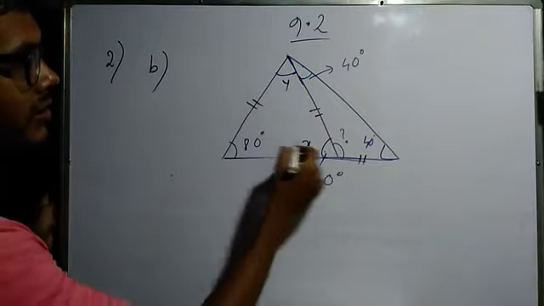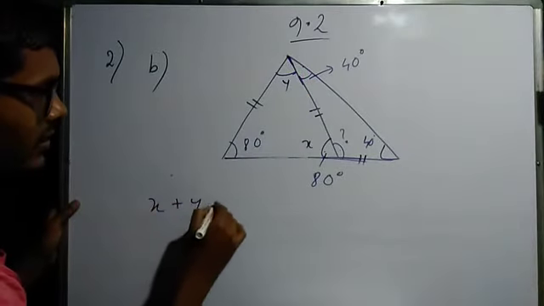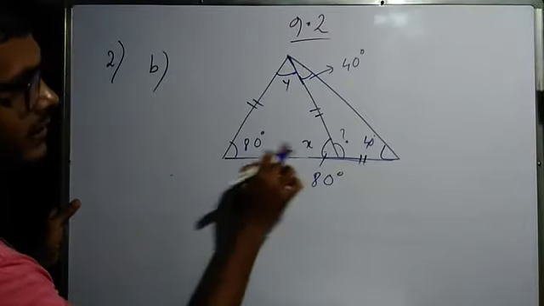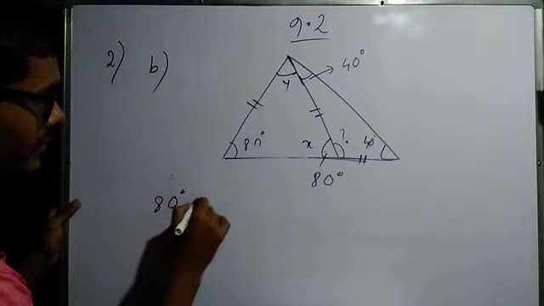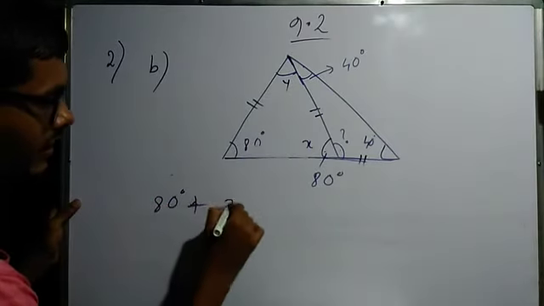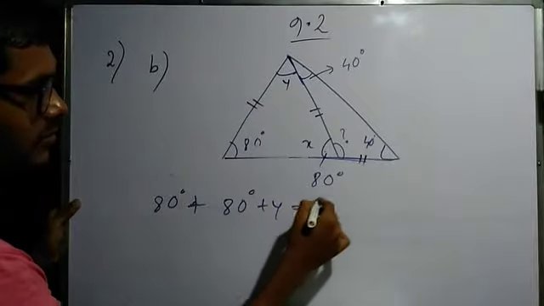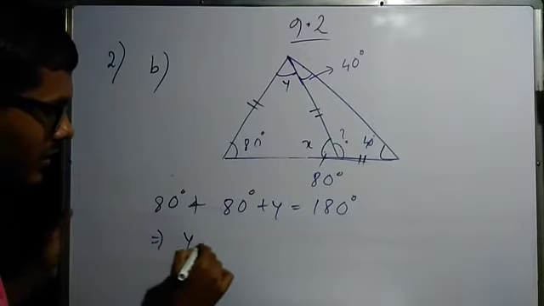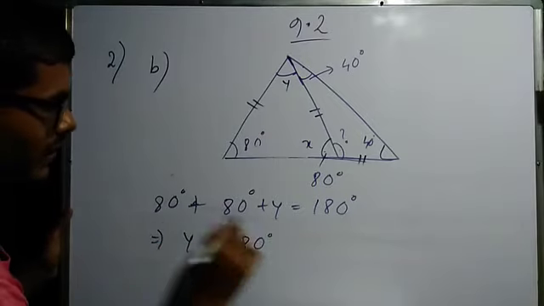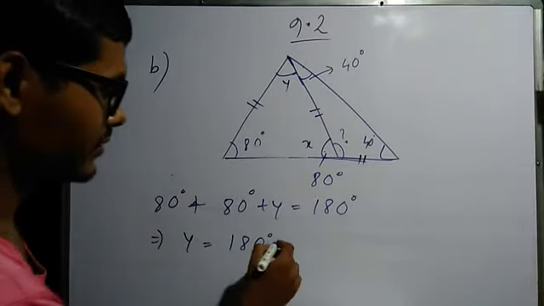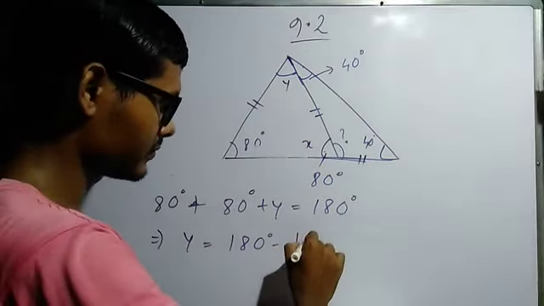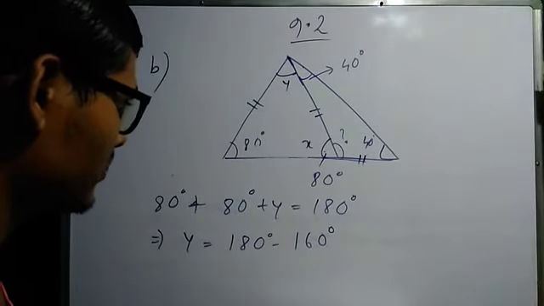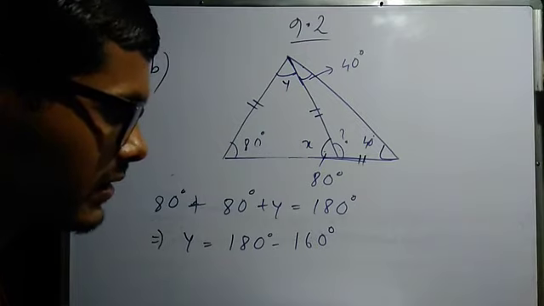Now if you add all the angles of this triangle, x plus y plus 80, 80 plus y. This x is 80 degree, and this angle is also 80 degree, plus y equals 180 degree. The sum of all three interior angles of a triangle is 180 degree. So what will be y? 80 plus 80, how much? 160. So it will be 20 degree. But the answer is given as 60 degree.